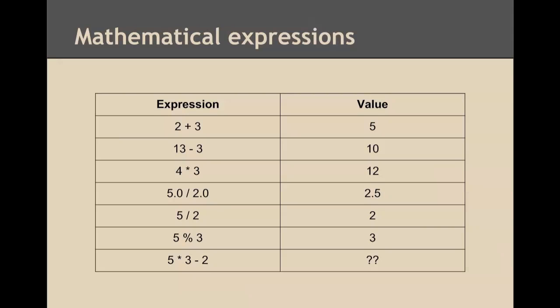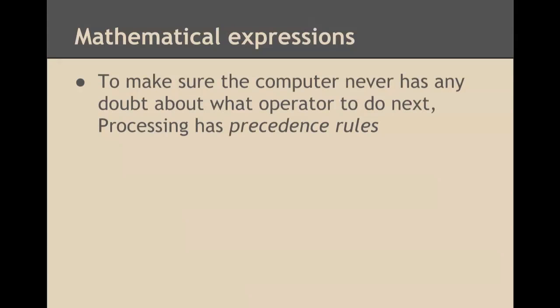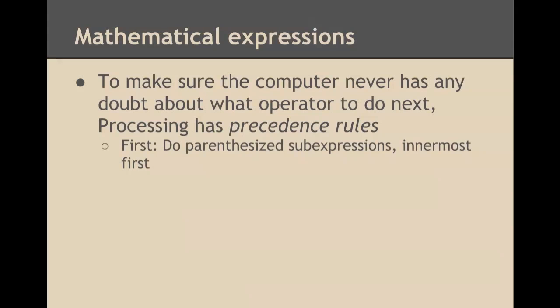Well, computers aren't really good with ambiguity, so we have what are called precedence rules, which tell the computer exactly what needs to be done next. All right, and here's how they work. First of all, if we have expressions that involve parentheses, then we would do the innermost parenthesized sub-expression first. Okay?